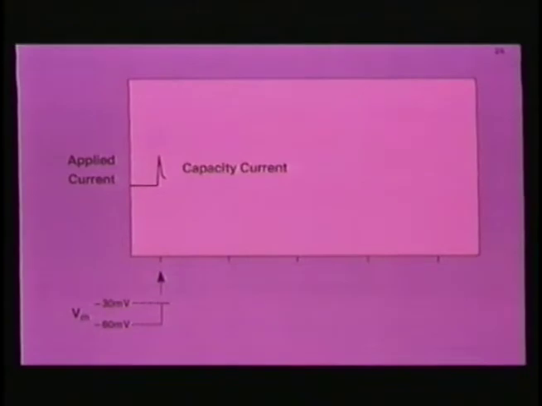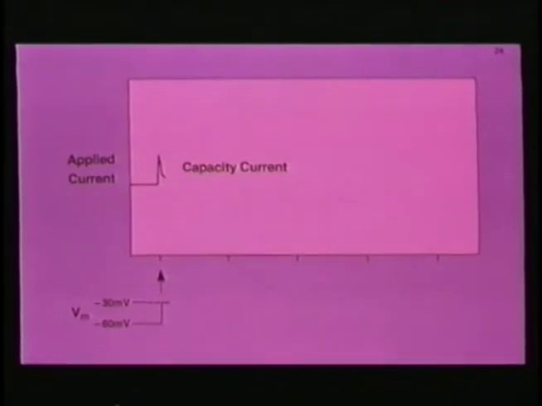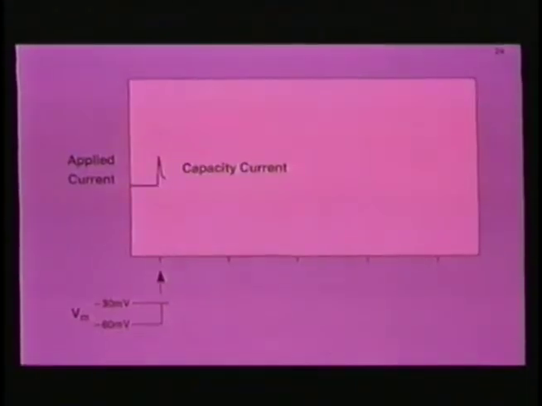Such an experiment gives the following results. A squid nerve has a resting potential of minus 60 millivolts. A current from the electrode is applied at the time indicated by the arrow. This current changes the voltage on the capacity of the membrane from minus 60 to minus 30 millivolts.